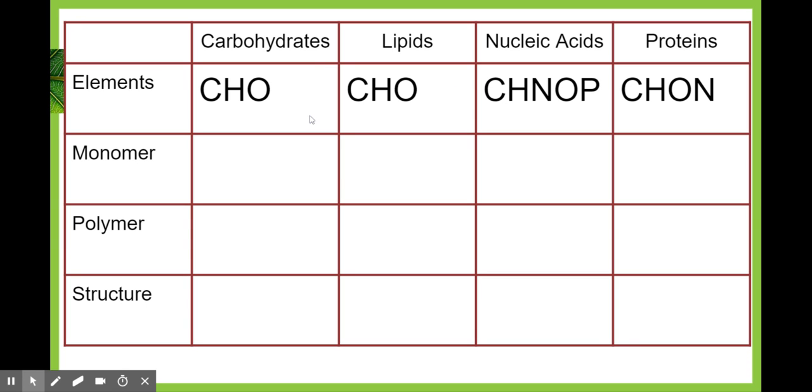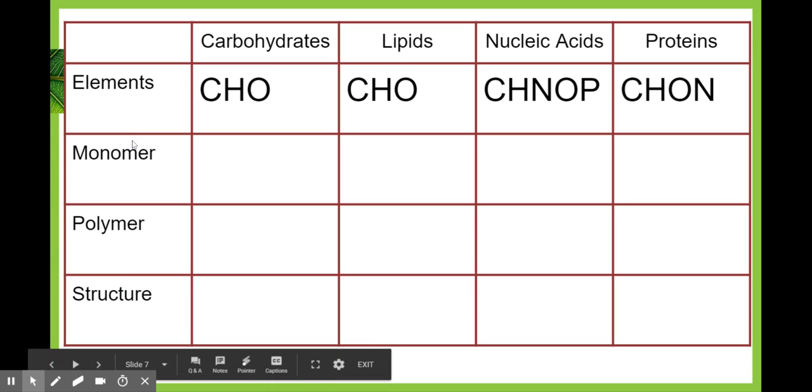Now for carbs and lipids, those are the only elements they have. Nucleic acids have both nitrogen and phosphorus, and proteins have just nitrogen in addition to carbon, hydrogen, and oxygen. So we notice they're all a little different in terms of what elements actually make them up.